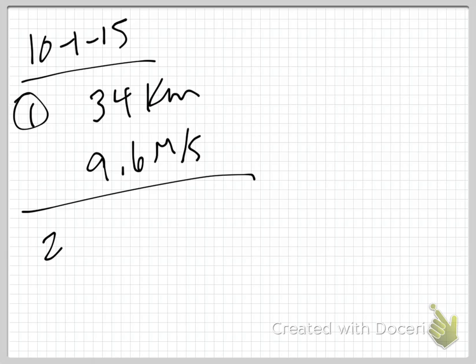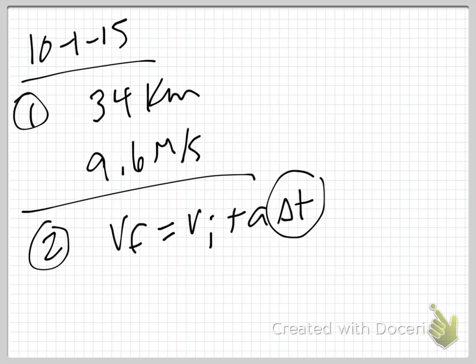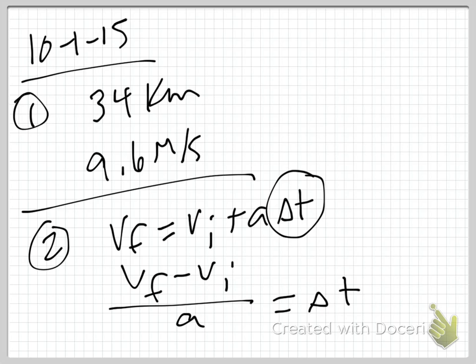Number 2, it takes you 5.14 seconds to grind to a stop. I don't think anybody missed that one. It was VF equals VI plus A delta T, and of course we're looking for delta T. So rearranging, you get VF minus VI divided by A gives you your delta T.